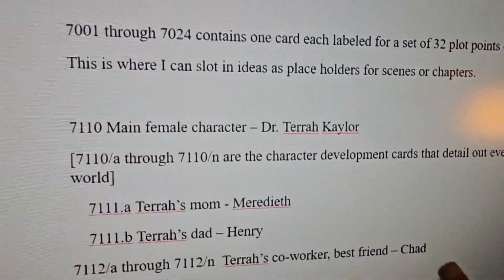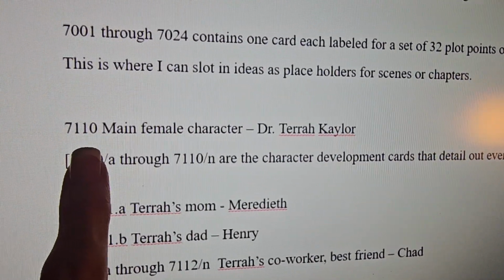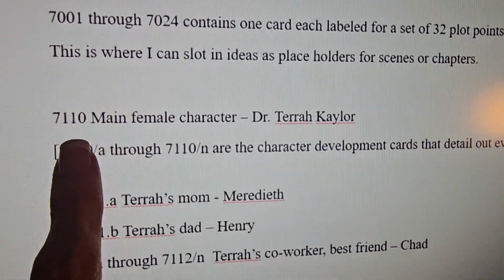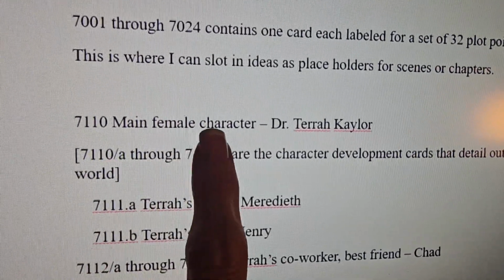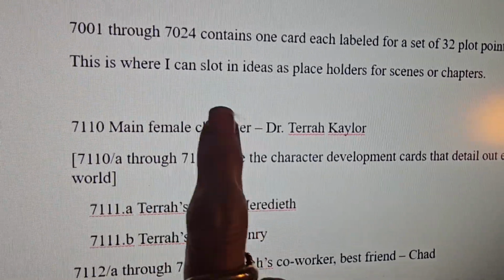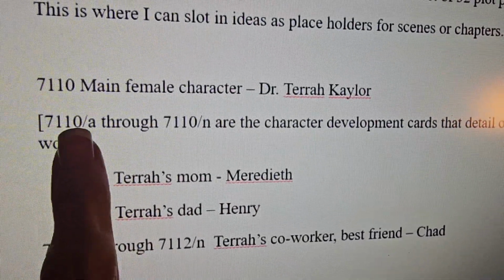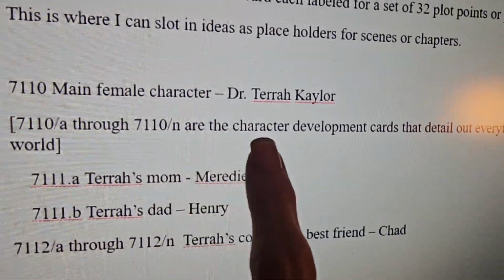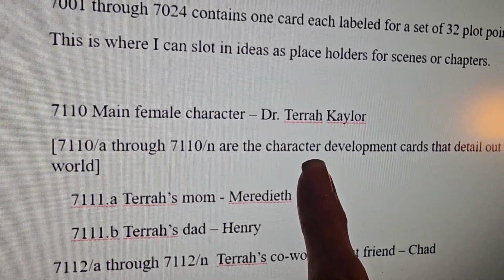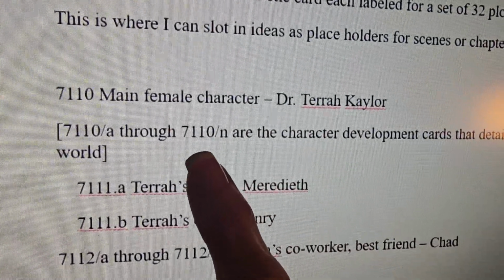Then, let's look closer at this. My main female character, Dr. Tara Kaler, I gave the main number 7110. So, everything that follows within her part of the story world is under that 7110 mark. So, 7110/A through 7110/N are my character development cards, and there is a whole chapter on that over in part 2.